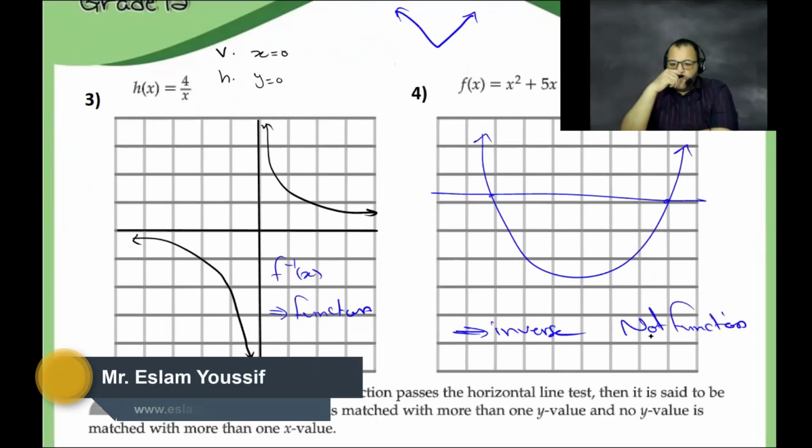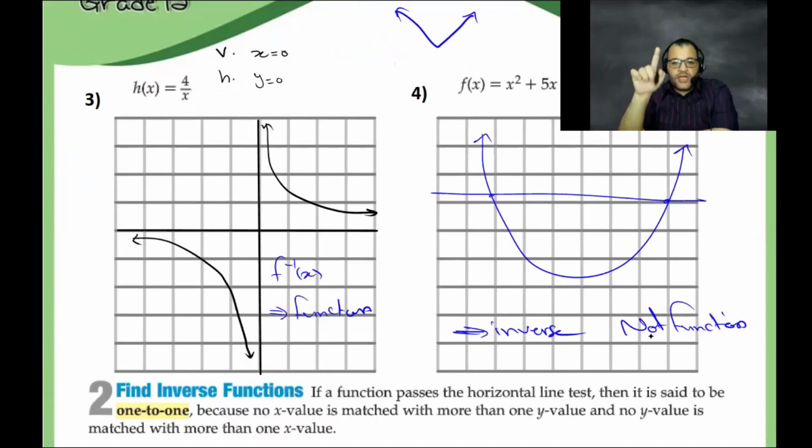Again, to know whether a relation is a function or not, we use the vertical line test. The inverse will be a function or not by using the horizontal line test. If you can draw a horizontal line that intersects the graph at more than one point, it means this relation is not a function.